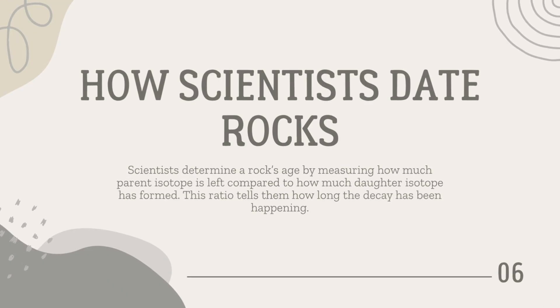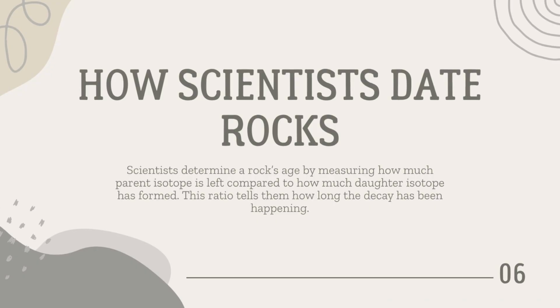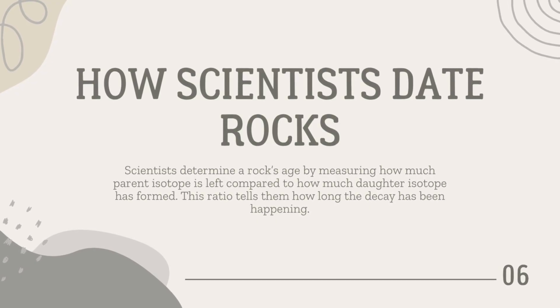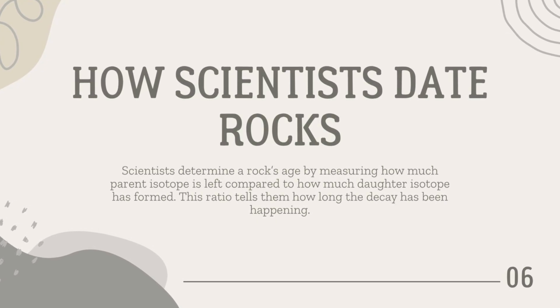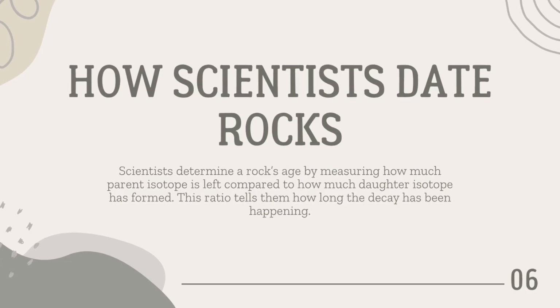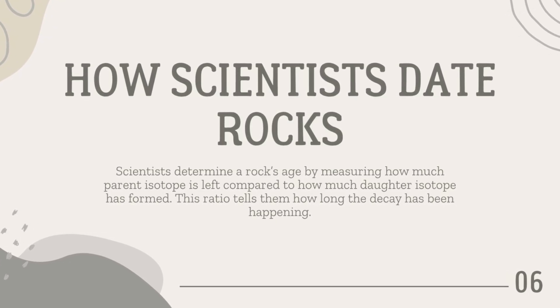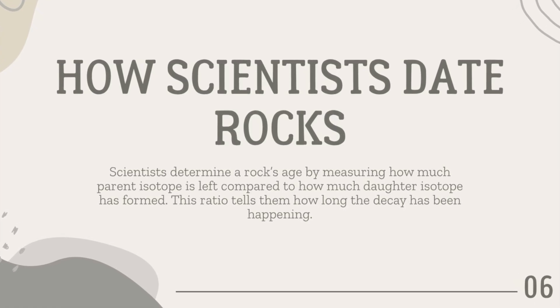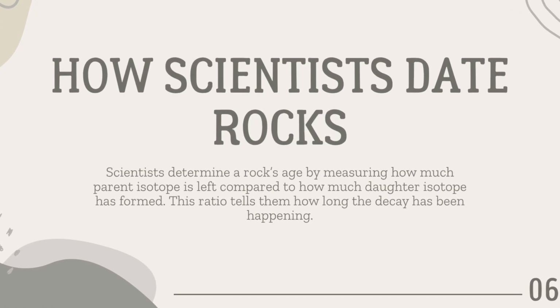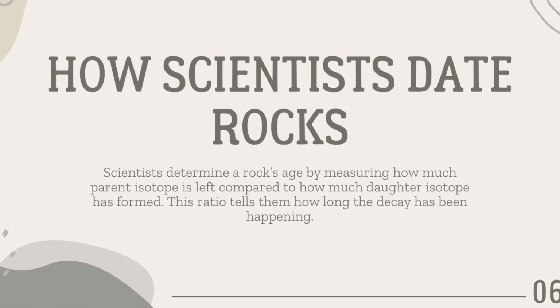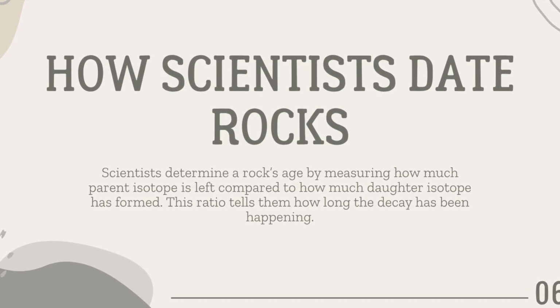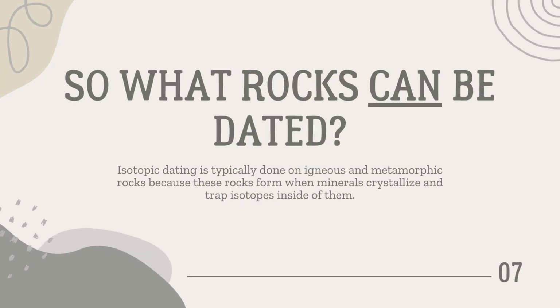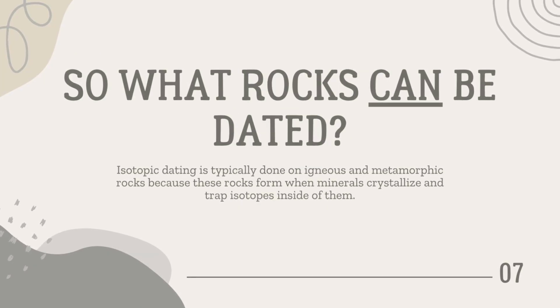Combining the two, this talks about how scientists actually date the rocks. Scientists determine a rock's age by measuring how much parent isotope is left compared to how much daughter isotope is formed. This ratio tells them how long that decay has been happening, and that tells how old the rock is. So, what rocks can actually be dated?